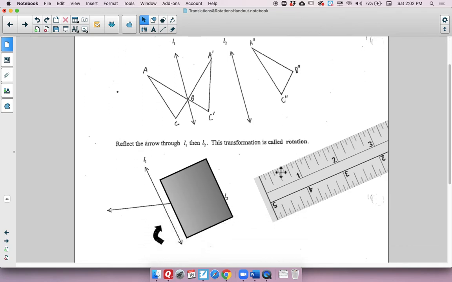All right, this one's a little bit more challenging, but this is what we call a rotation. So reflect the arrow through L1, then through L2. And when you do this, think about how many points you should have. So think about that, then I'll tell you how many I think you should have. Okay, so I think you should have definitely 7, and probably 8 or 9 points that you should reflect.